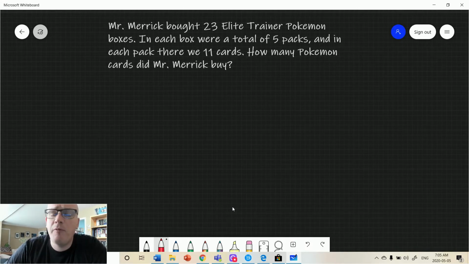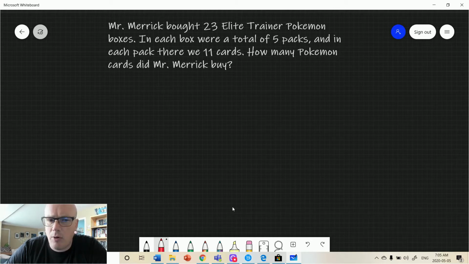Now remember, before we even start solving it, we need to figure out what we are supposed to be solving. So let's read all of this question. Question 2 is going to be a little bit more difficult than question 1. Mr. Merrick bought 23 Elite Trainer Pokemon boxes. In each box were a total of 5 packs. And in each pack, there were 11 cards.